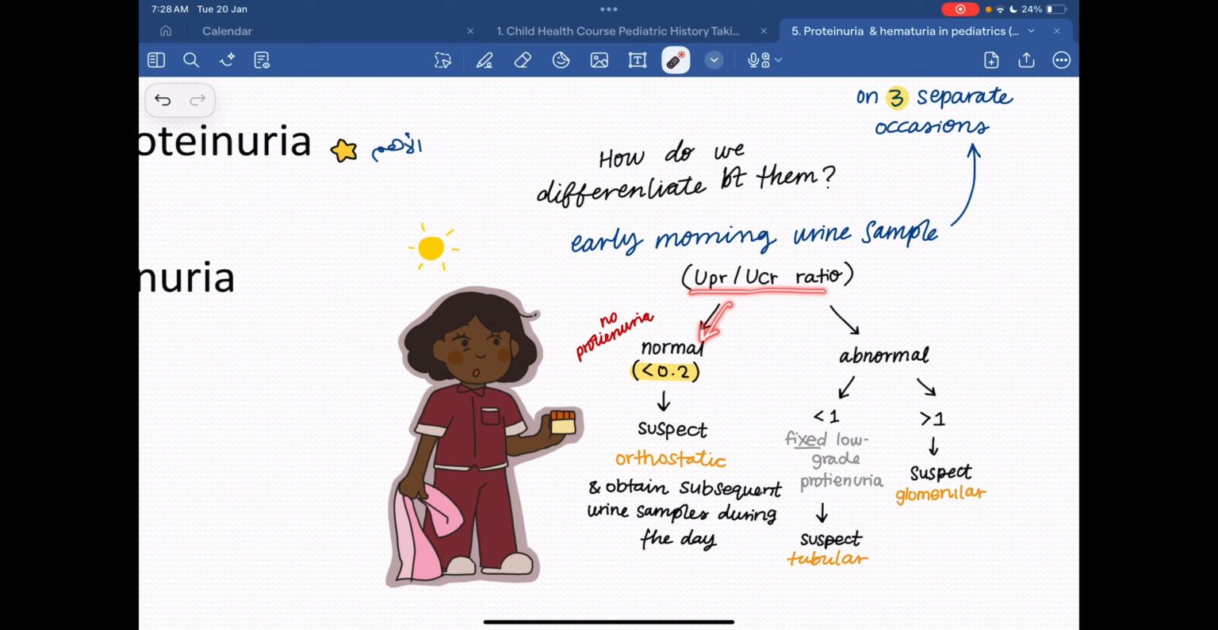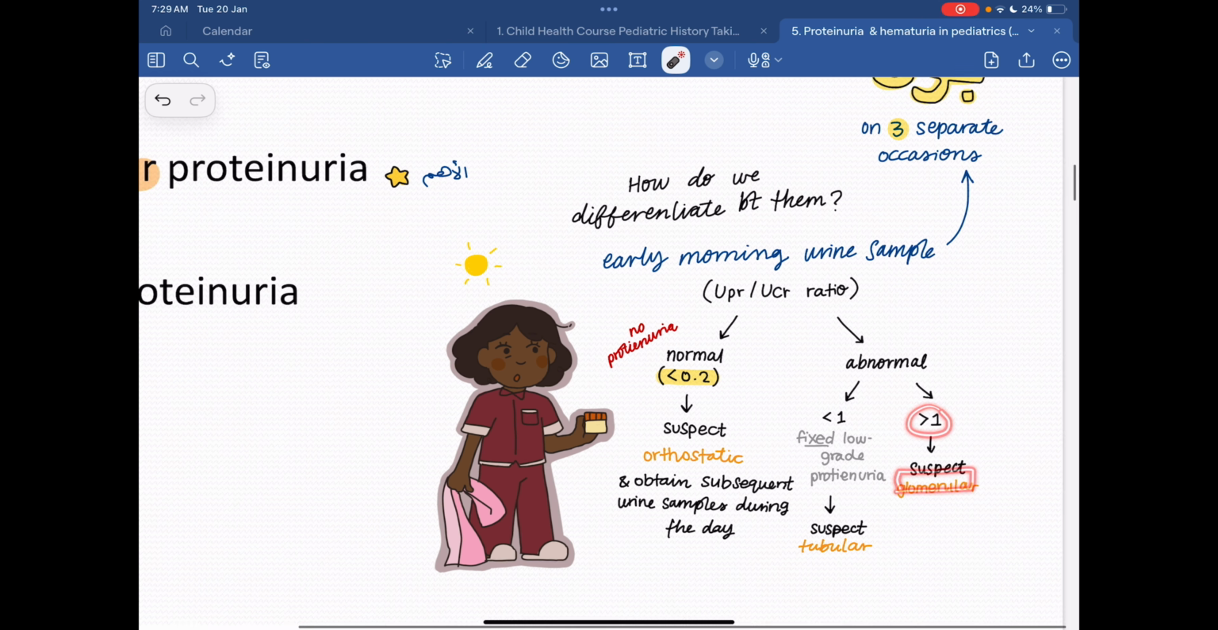If it's normal, we will suspect orthostatic. If it's abnormal, less than 1, meaning we have a fixed low-grade proteinuria, we suspect a tubular cause. And if it's more than 1, we suspect a glomerular cause.